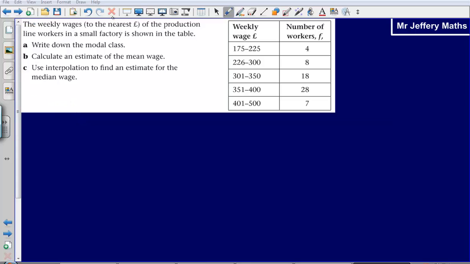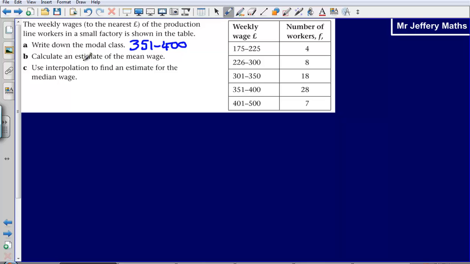So here we have the question: the weekly wages to the nearest pound of the production line workers in a small factory is shown in the table. So here's our information. First of all, it asks us to write down the modal class. Okay, that's nice and simple. That's simply the class interval which contains the highest frequency, so the greatest number of workers in that particular interval. And as we can see, that's going to be 351 to 400. So our first answer, let's use blue just so that you can see it nice and clearly, is 351 to 400.